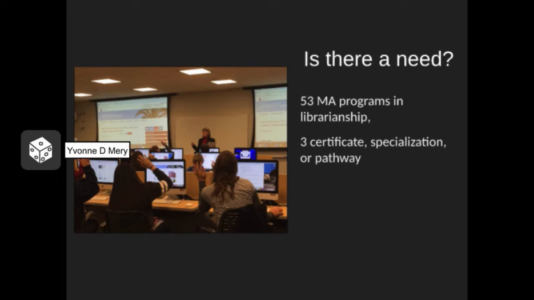In order to help us answer the question of whether there is a need, we also looked at MA programs and whether or not they had a similar certificate. While there are jobs, our analysis of the curriculum of the 53 MA programs in librarianship in the U.S. demonstrated that only 3, the University of Missouri, San Jose State, and the University of North Carolina, have a certificate, a specialization, or a pathway with a concentration in pedagogy and instructional design courses.